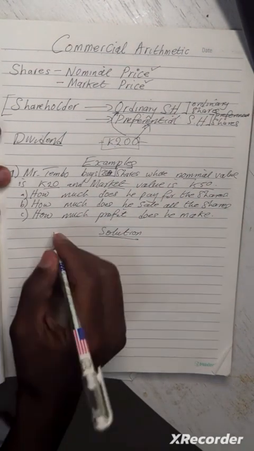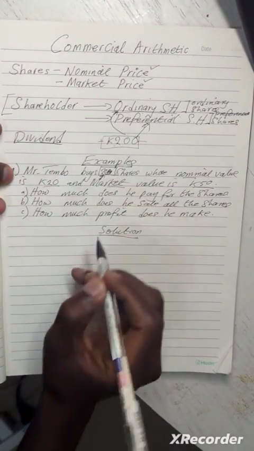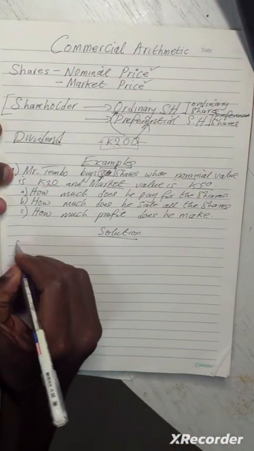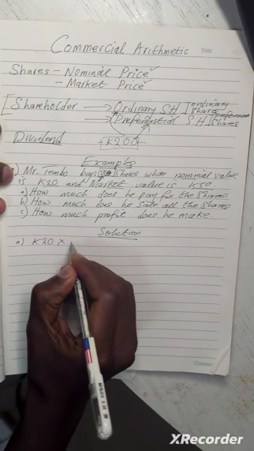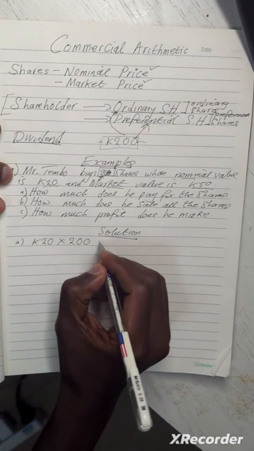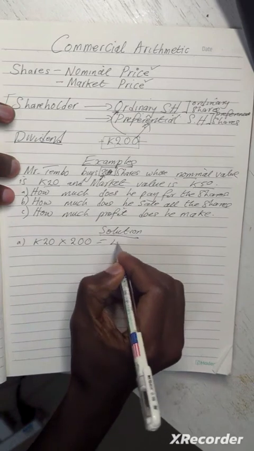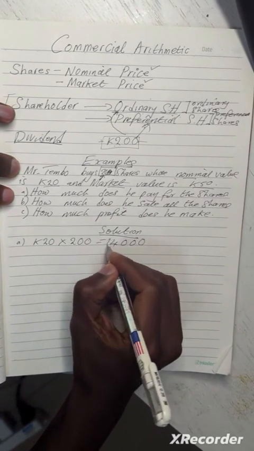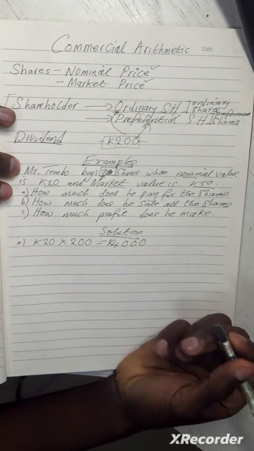Since he has bought 200 shares, the amount he pays is the 20 kwacha, which is the nominal value, times the 200, which is the number of shares. So 2 times 2 is going to be 4,000. So he pays 4,000 for all the shares.